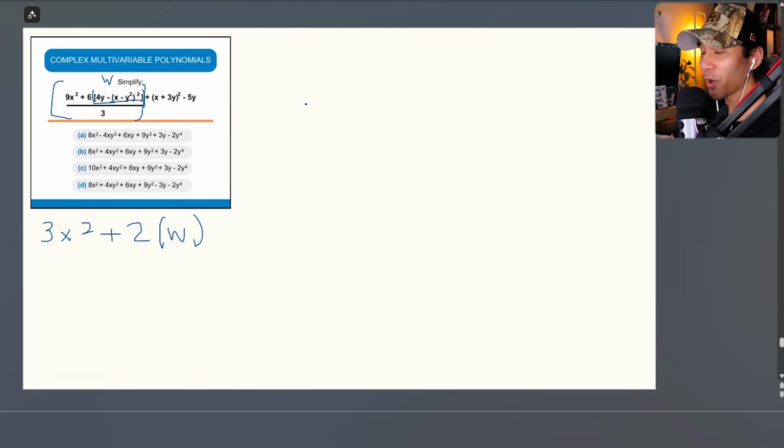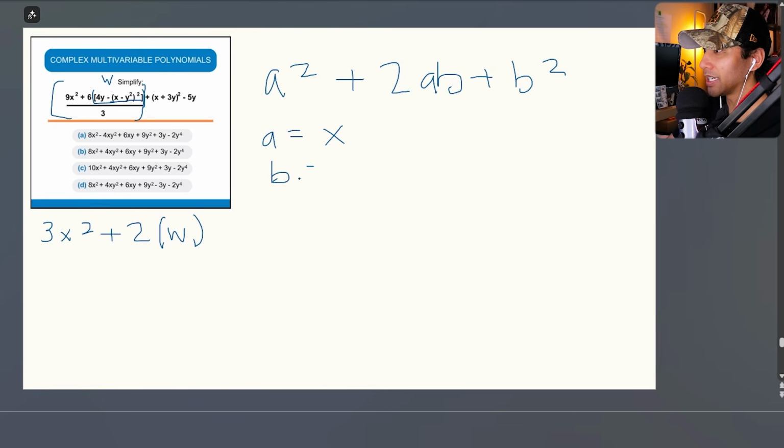The binomial square, again, formula, a squared plus 2ab plus b squared. Okay? I wrote this wrong. A equals x, and then b equals negative y squared. Oh my gosh. My bad, guys. That's totally my bad. Minus y squared. So let's write everything out again.